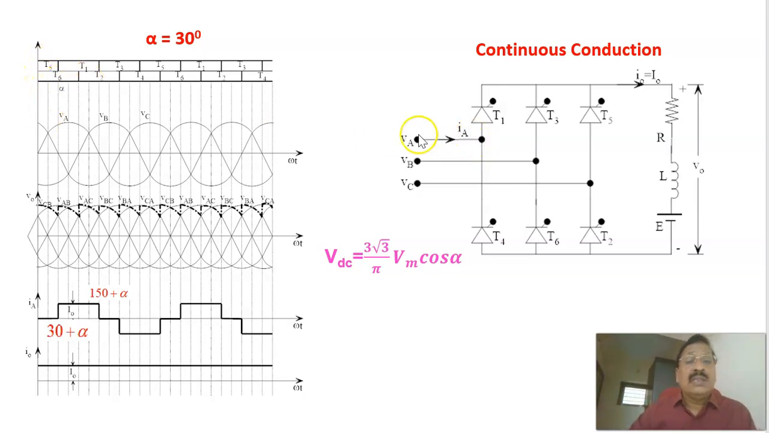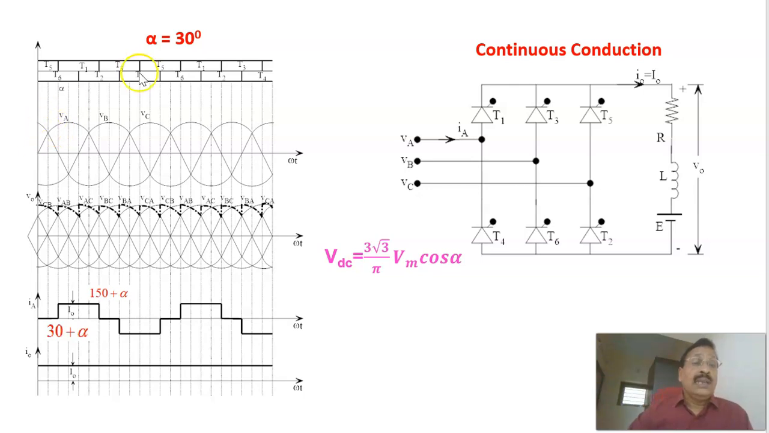Here T5 and T6 are conducting: T5 from the positive group and T6 from the negative group. Since T5 is conducting, C phase is connected here, and since T6 is conducting, phase B is connected. Therefore, this voltage will become VCB. That is, the line voltage will be available here.